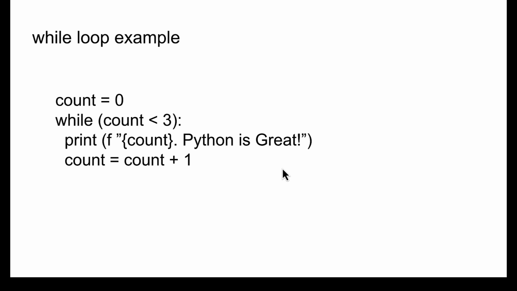So, a simple while loop example. We set count as 0. While count is less than 3, print "Python is great". We're incrementing every time we go through, so we're able to increment the value of count. As it goes through, this will print 3 times: Python is great, Python is great, Python is great, and then it exits out of the loop.